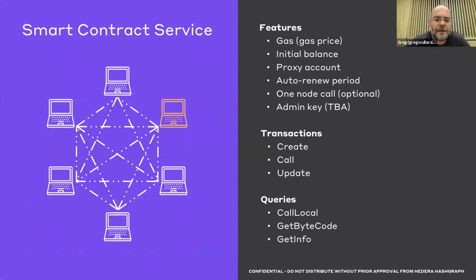So smart contracts have a gas feature. Like other platforms, you need to specify how much gas you're willing to pay, and we'll cover gas in more detail in the subsequent slides. An initial balance, if it's payable, the smart contract that is, the proxy account for the smart contract to proxy its currency to. An auto-renew period for the smart contracts, whether you want to run a particular smart contract function on a single node rather than the entire network. And again, I'll explain what this is all about.